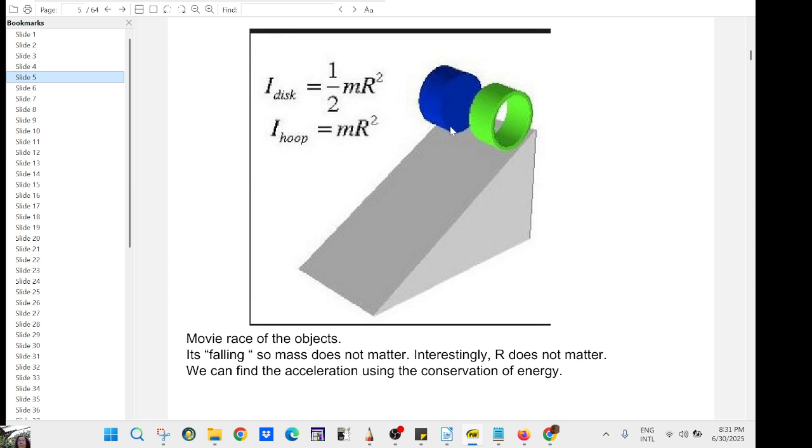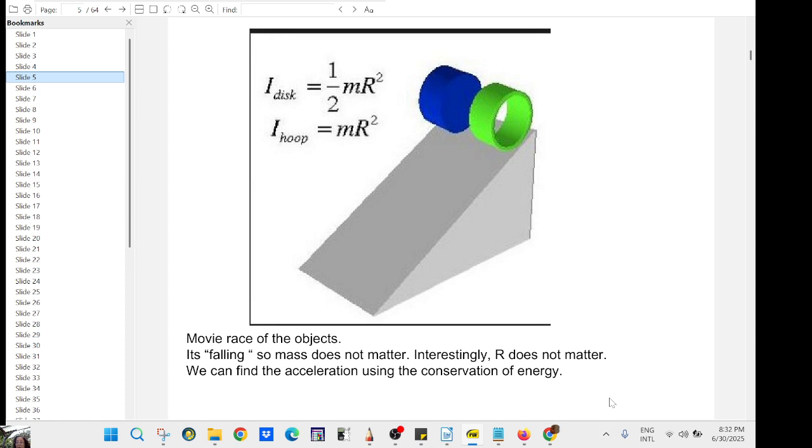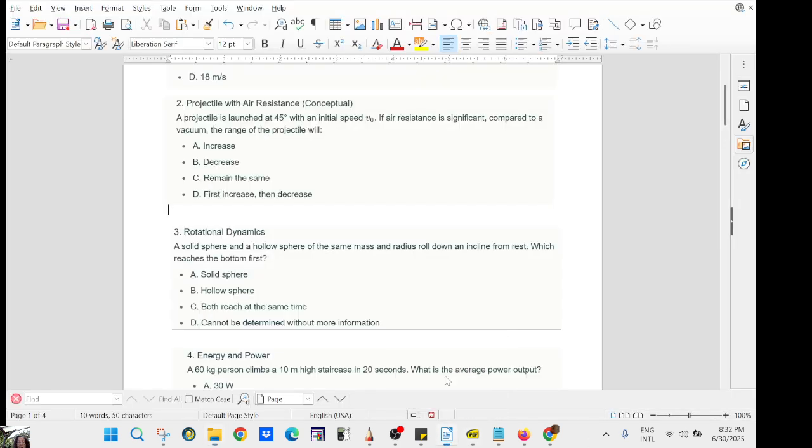And so it's like they are in free fall, right? So the mass doesn't matter. The size actually does not matter. What matters is the inertia here. So between, for example, a solid sphere and a solid cylinder, the sphere will arrive first, right? You have many videos that will explain that.